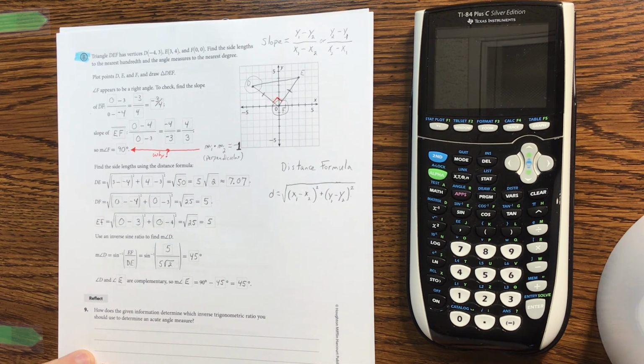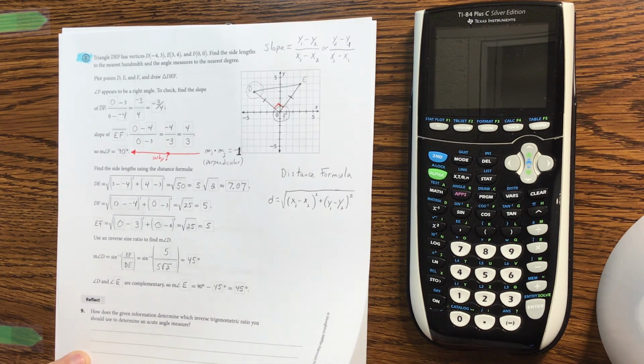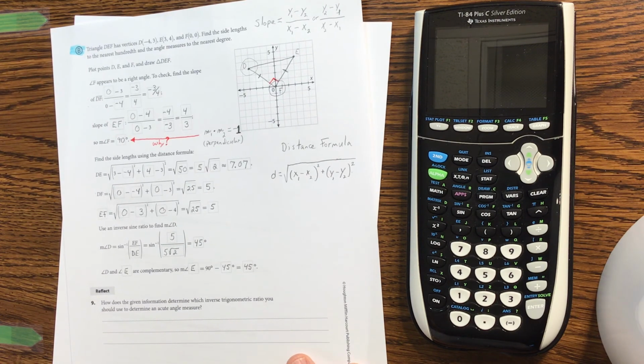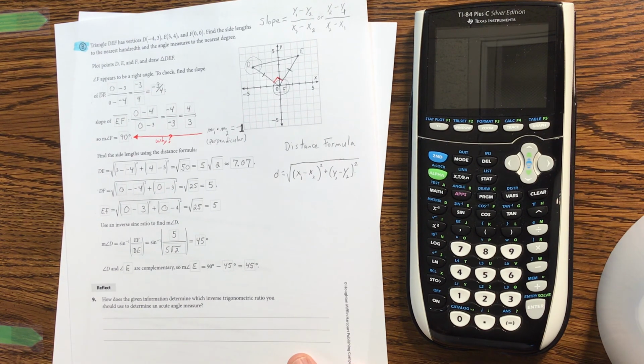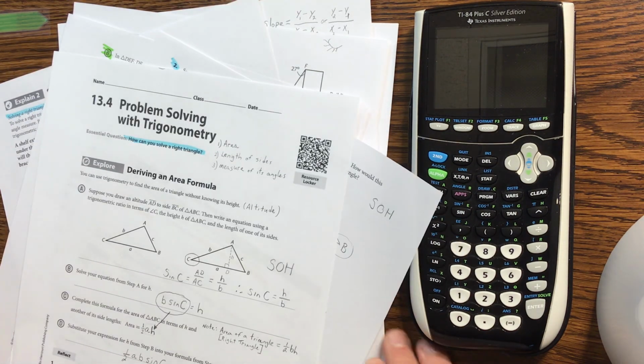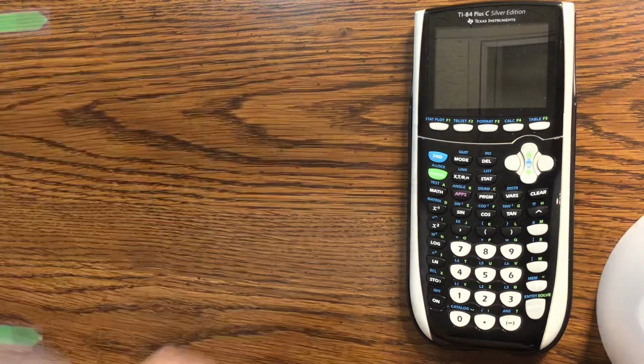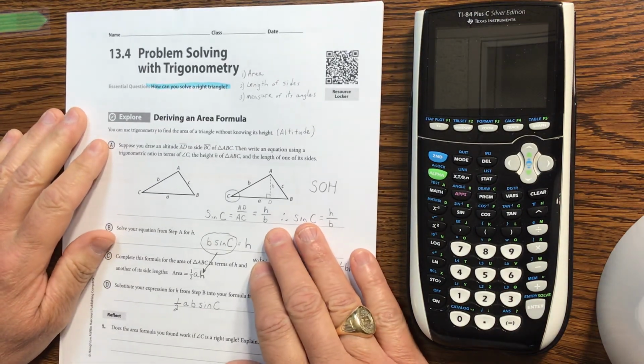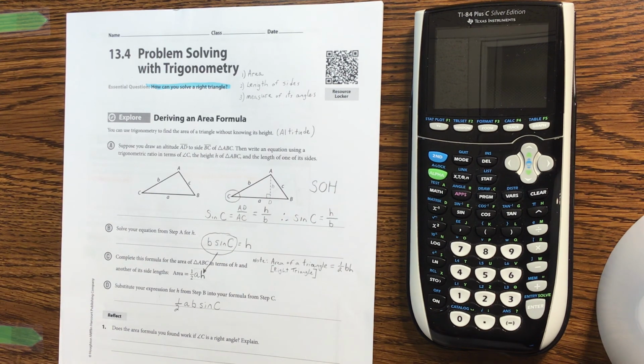So that is what section 13-3 is all about. I think you guys can do the rest. So how can you solve a right triangle? Got to take the time and make the triangle. Ask yourself how you're going to do it, what formulas you're going to use, how you're going to think it through.